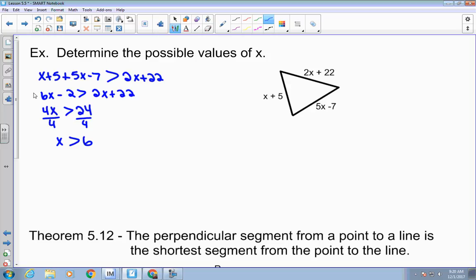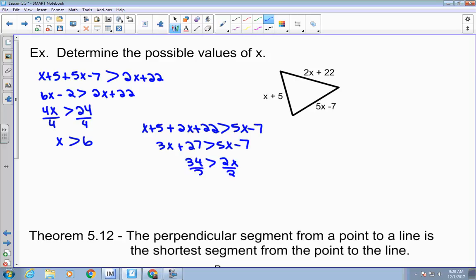Okay? Now I'm going to look at a second scenario. x plus 5 plus 2x plus 22 has to be greater than 5x minus 7. So here I get 3x plus 27 is greater than 5x minus 7. So I'm going to move 3x over here and add 7 to both sides, and then divide both sides by 2. And how would I read that? X is less than 17. Good. That's my second stipulation.